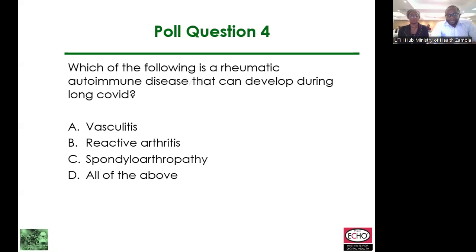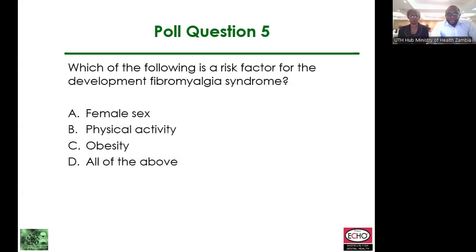All right, and the question reads, which of the following is a risk factor for the development of fibromyalgia syndrome? A, female sex. B, physical activity. C, obesity. D, all of the above. So pick your best answer, and we'll give it some 20 seconds for the community to respond.